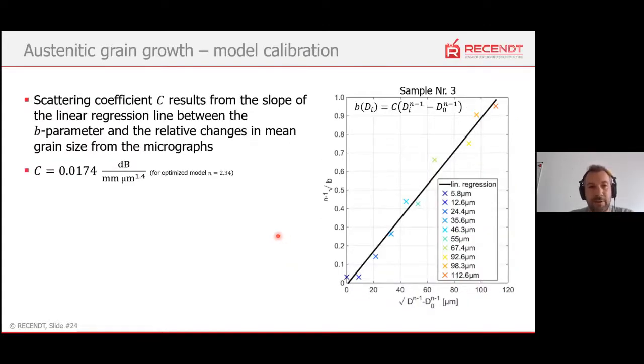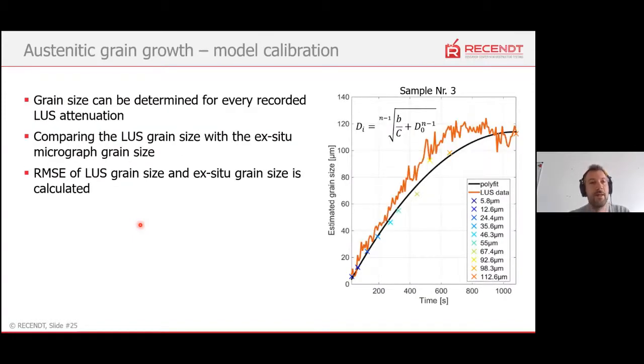So the scattering coefficient C results from the slope of the linear regression line between the B parameter values and the relative changes in mean grain size from the micrographs. So we have here for the optimized model an exponent n of 2.34, and this C parameter is then used for the final model. So the grain size can then be determined for every recorded attenuation.